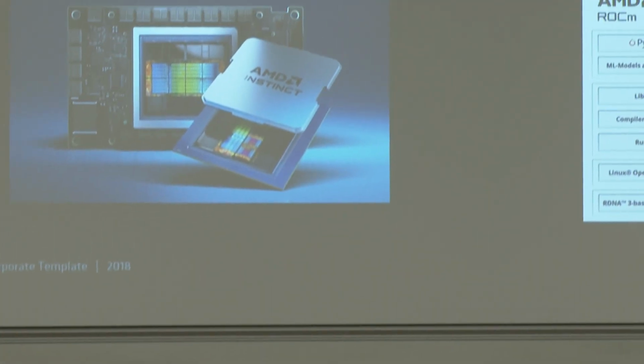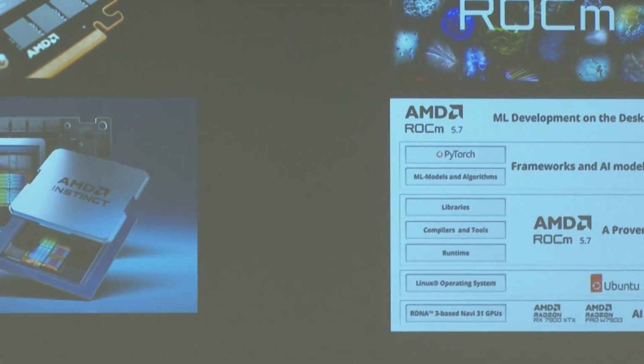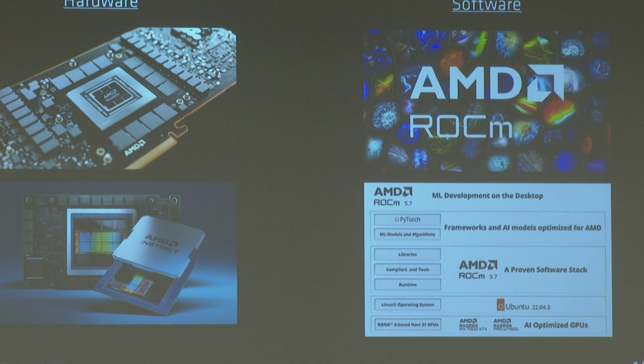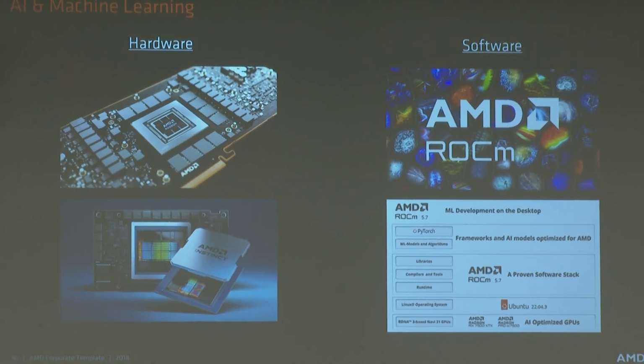Okay, so I can't talk about data science without talking about AI and machine learning. So the question is, what does AMD do in this AI and ML space? So we have two different divisions for AI. We have AI hardware and we have AI software. So as you guys know, AMD is a hardware company, so we work with AI hardware.